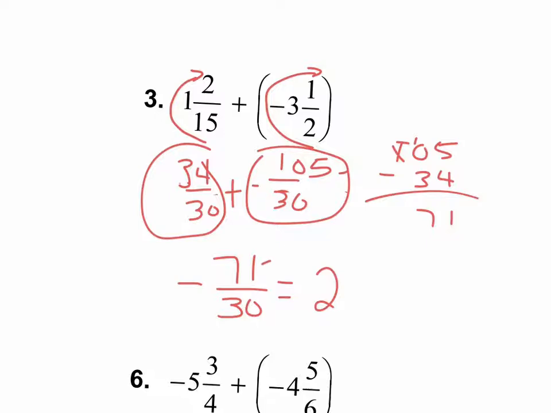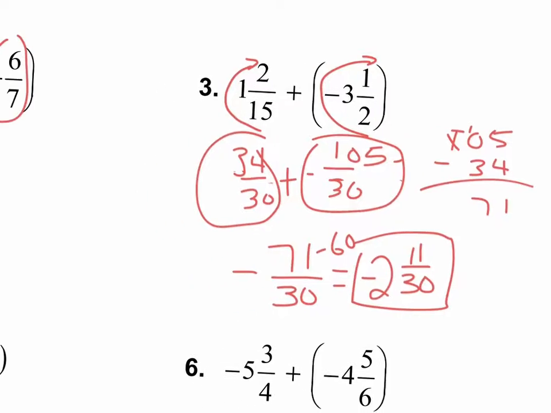So then I take out 60 because 2 times 30 is 60, and I'm left with 11 over 30, and it's a negative, so my answer is negative 2 and 11 thirtieths.